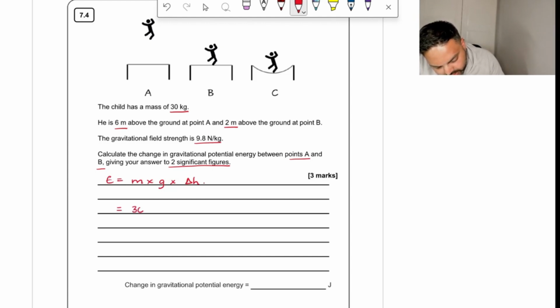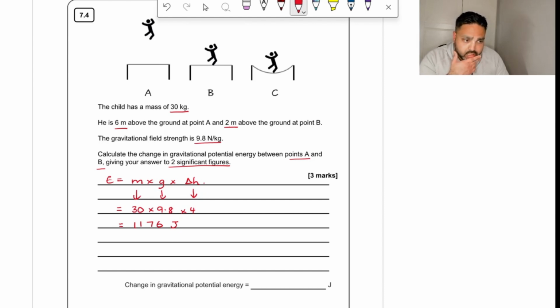So therefore it's going to be very simple. Mass is 30. I write it directly beneath it. G is 9.8 and the change in height is 6 minus 2, which is going to be 4 meters. So therefore I'm going to get an answer of 1176 joules. Now I can write that onto the answer line, but I would lose a mark, because what's the key thing they've asked us to do in this question? What have they asked us to do in this question?